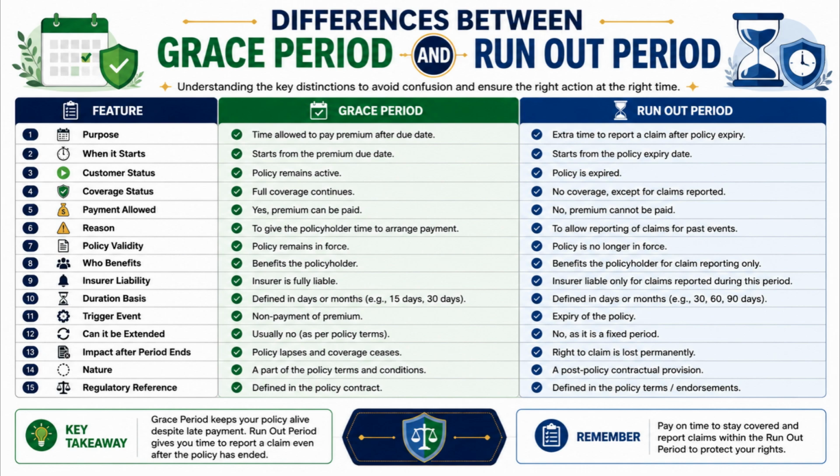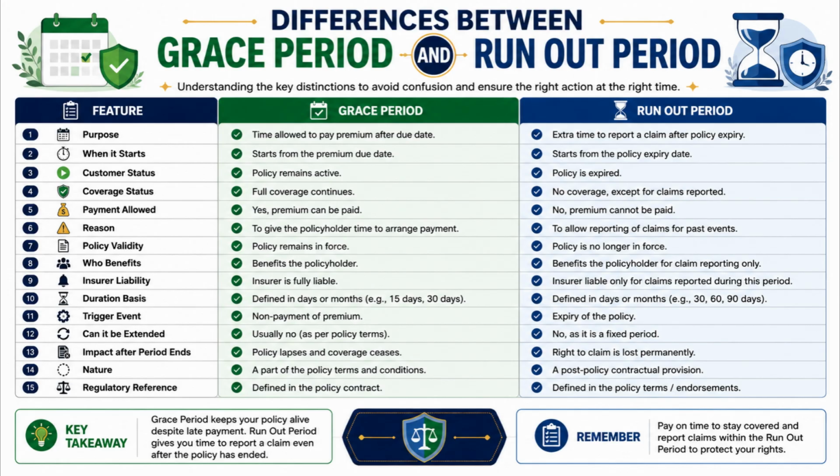Number 8. A grace period primarily benefits policyholders who have delayed premium payments, whereas a run-out period benefits policyholders who need additional time to report claims. Number 9. During a grace period, the insurer remains fully liable according to policy terms, whereas during a run-out period, the insurer is liable only for claims reported within the allowed reporting window.